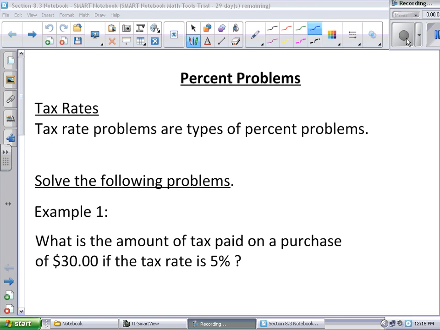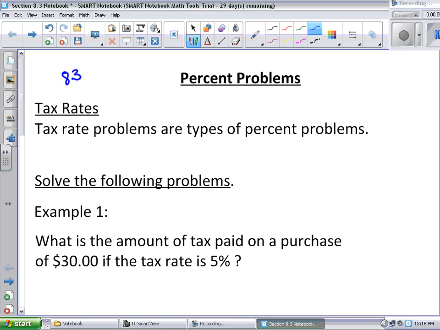I'm working with you today on section 8.3. This is the last section in this module. We're still working on percent problems. Today, specifically, we'll be working on tax rates.